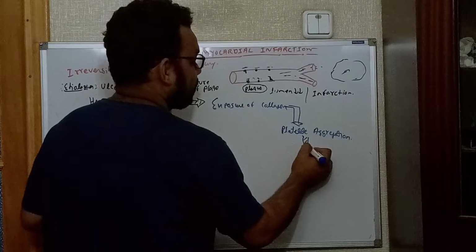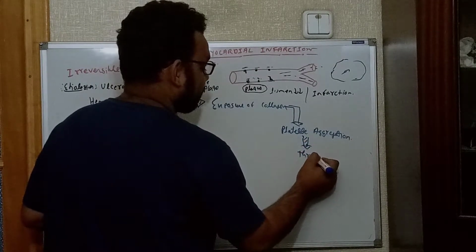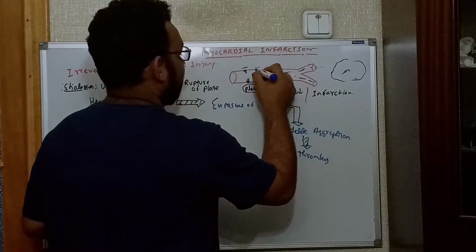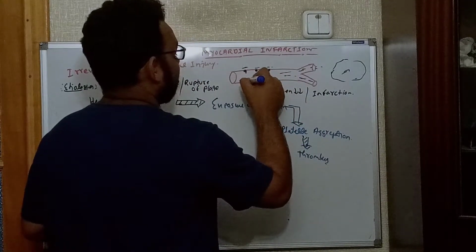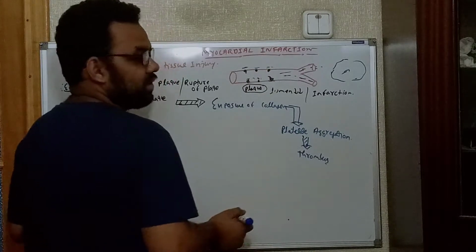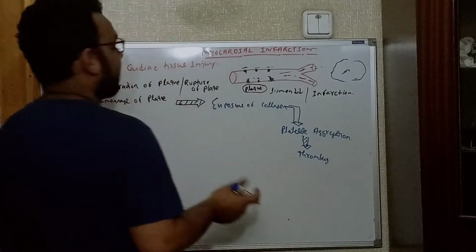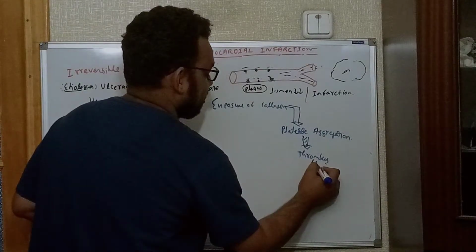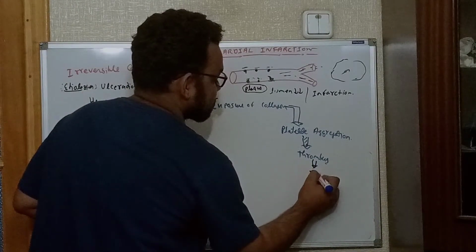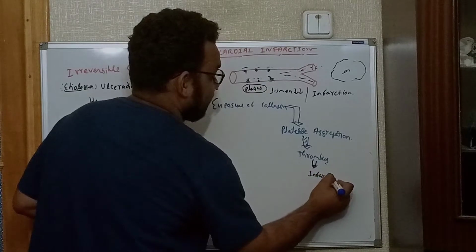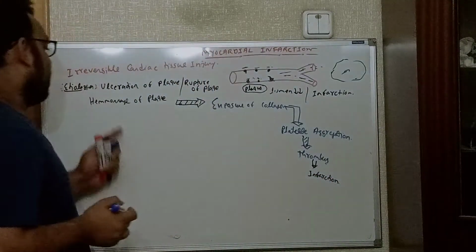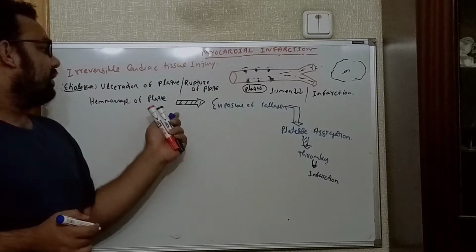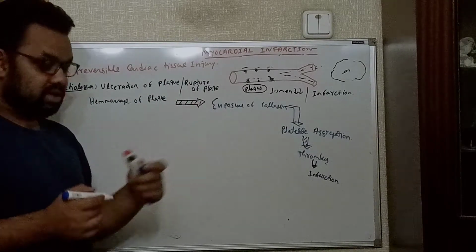Whenever we see thrombus formation, the tissue present in the heart will be infarcted, for example the myocardial wall we are talking about. So we'll see the infarction. I am repeating once again that ulceration of the plaque, rupture of the plaque, or hemorrhage of the plaque will lead to exposure of the collagen fiber.